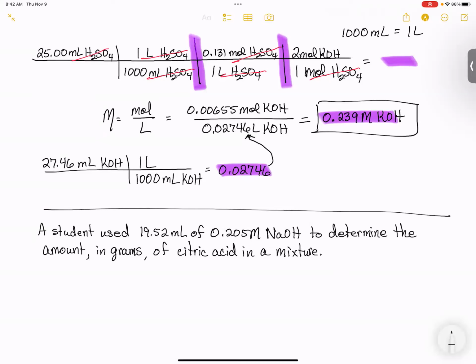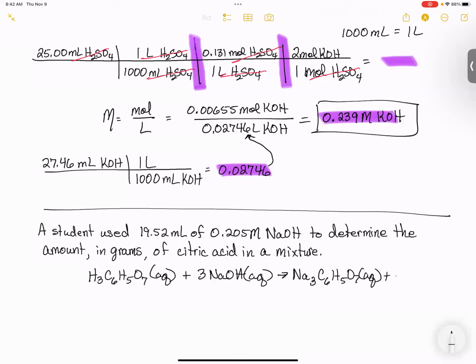The reaction is H3C6H5O7, which is citric acid, reacting with three sodium hydroxides to form sodium citrate and three waters. What I want to know is what is the mass of citric acid in the mixture?